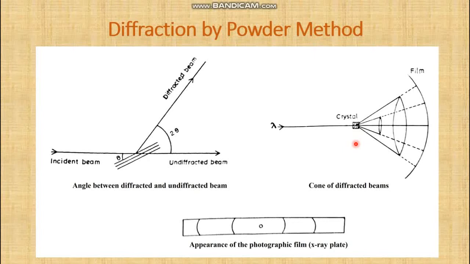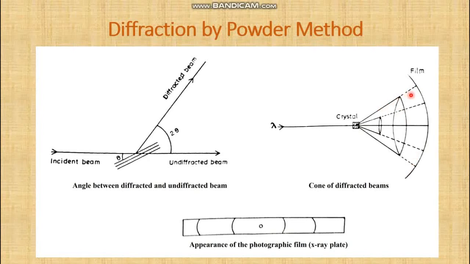So the sample is considered to be equivalent to a large number of single crystals with all possible orientations. Out of this, some will be so oriented as to satisfy the Bragg equation. We shall talk about the Bragg equation right now. So this will satisfy the Bragg equation for a given set of planes. Another set of crystals will be oriented so that the Bragg condition is satisfied for another set of planes, and so on. This is the powder diffraction method, and this is the picture of the photographic plate, which is actually the X-ray plate. That's why the conical shape.